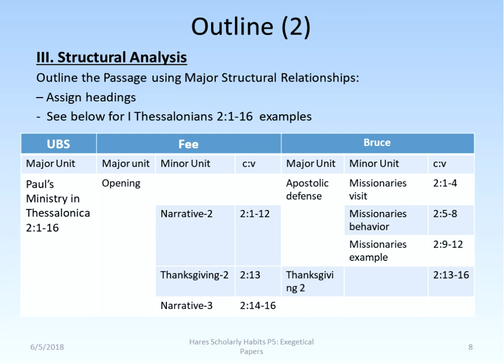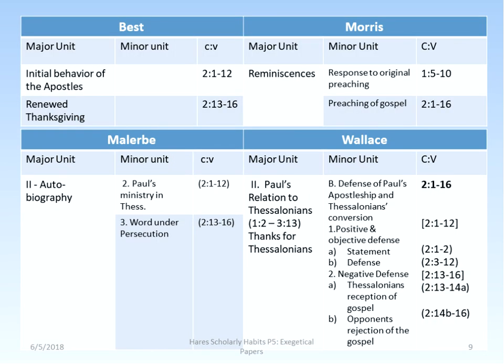Bruce says it's an apostolic defense from 2:1 to 2:12, and thanksgiving in 2:13 to 2:16. Notice he breaks it down into subunits of missionary visits, missionary behavior, missionary example. Again, he's now got a theme that he's working on. If you look at Best, he says it's really initial behavior of the apostles in 1 through 12 and renewed thanksgiving. If you look in Morris, he calls it reminiscences, responses to original preaching, preaching of the gospel.